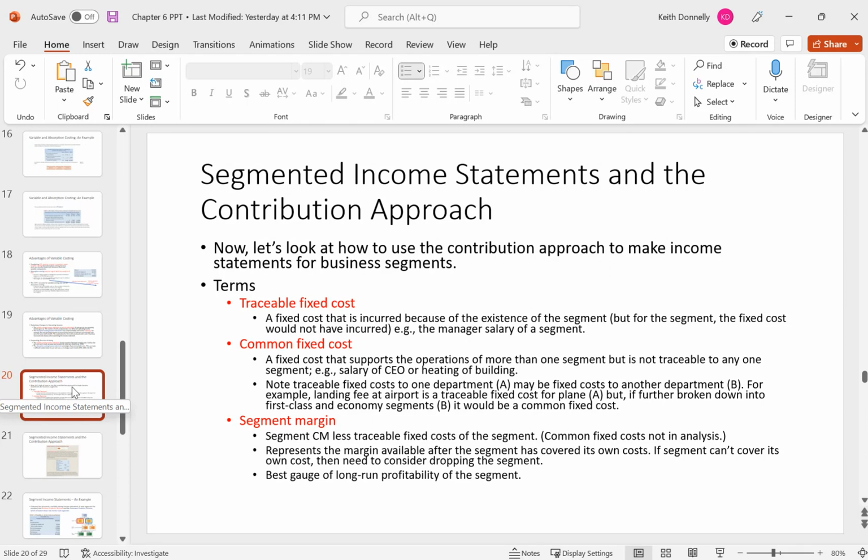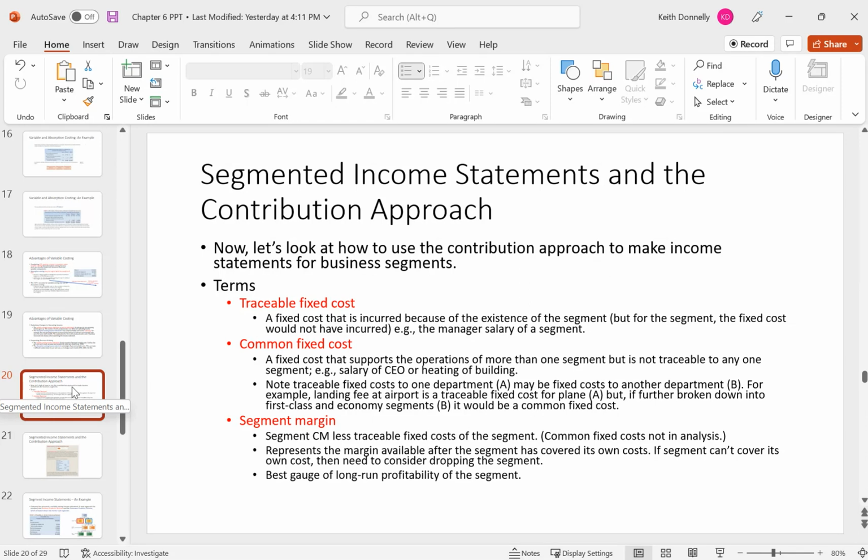Then you have your segment margin. This is going to be your segment contribution margin less traceable fixed costs of the segment. We're not going to use common fixed costs in this analysis. In other words, we're looking at just the segment and its traceable fixed costs. What this really represents is the margin that's available after the segment has covered its own costs. If you can't cover the costs, you have to look at that segment and say, should we consider dropping this?